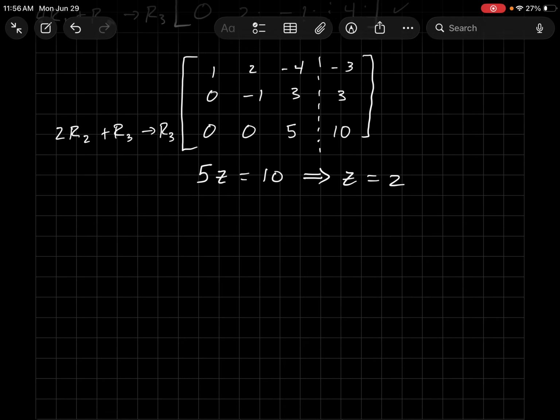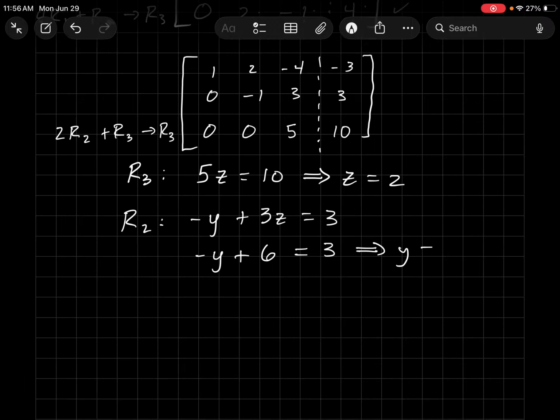And once I know z, I can go backwards up my rows and get the other values. So row 2, which says negative y plus 3z equals 3, could be written as negative y plus 3 times z, or 3 times 2, equals 3. So I get negative y equals negative 3, or y equals positive 3.